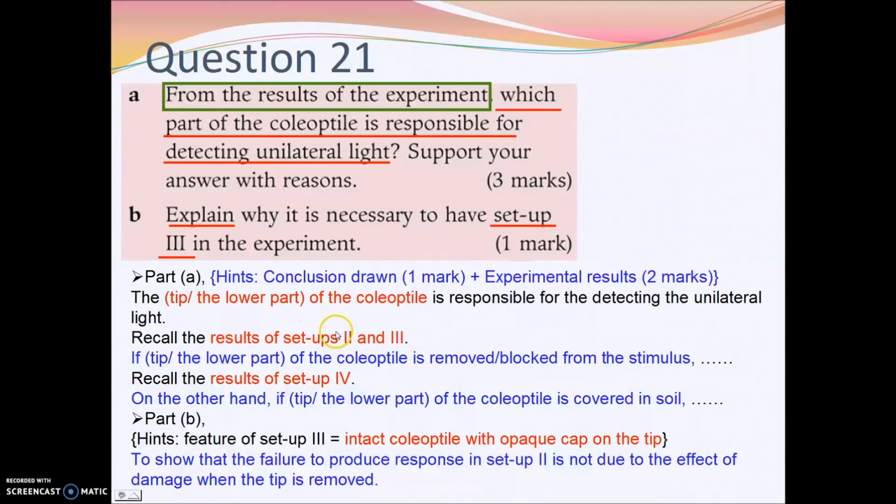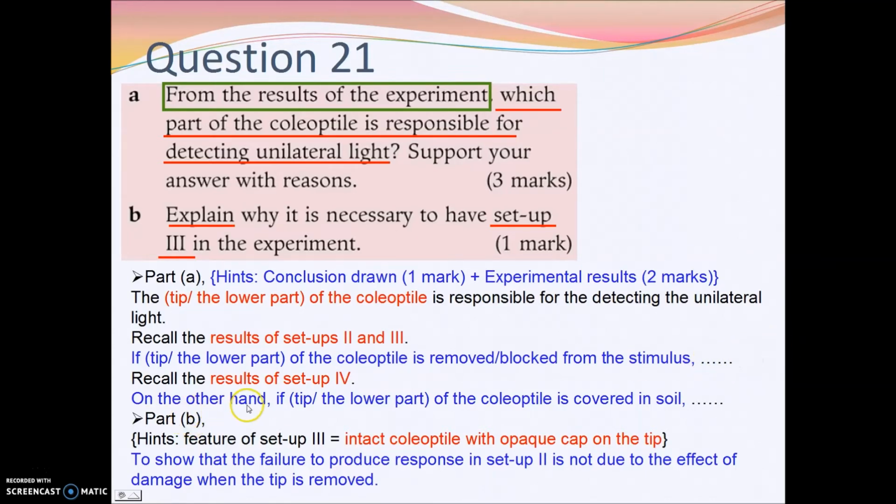So you can refer to setups 2 and 3, whether the tip or the lower part of the coleoptile is removed or blocked from the stimulus, and then whether any growth or bending is observed in these 2 setups. So you need to complete the sentence for me.